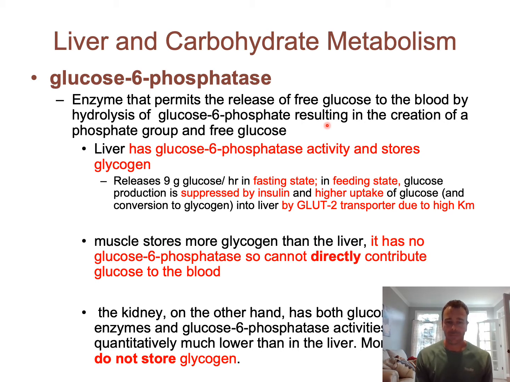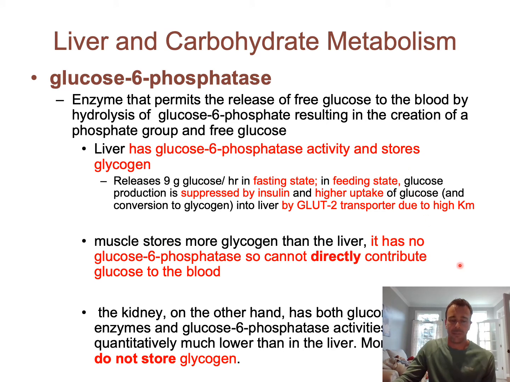The liver releases about 9 grams of glucose per hour when we're fasting, and in the feeding state, glucose production is suppressed by insulin and higher uptake of glucose and thus conversion to glycogen in the liver by a protein called the GLUT2 transporter. This is due to its high Km.